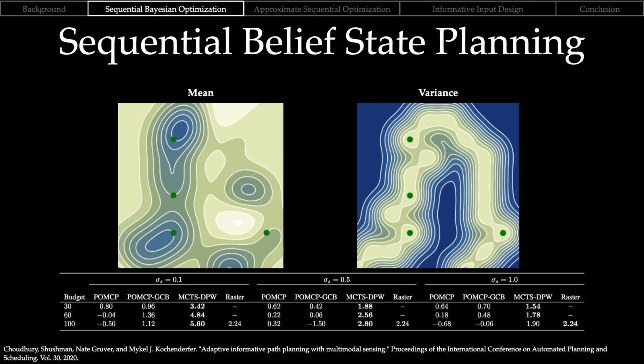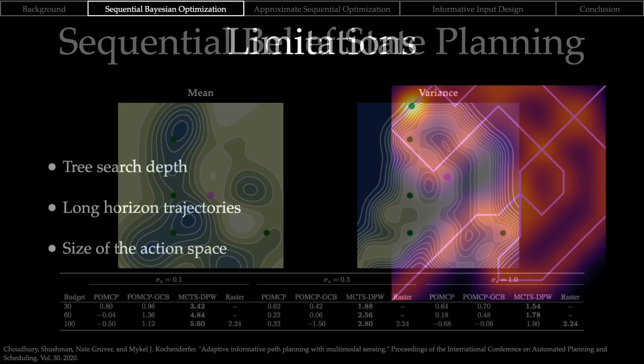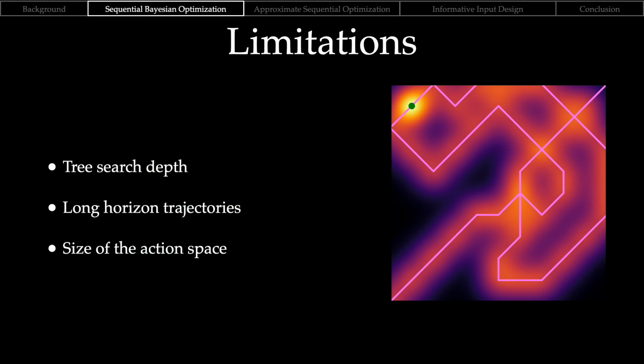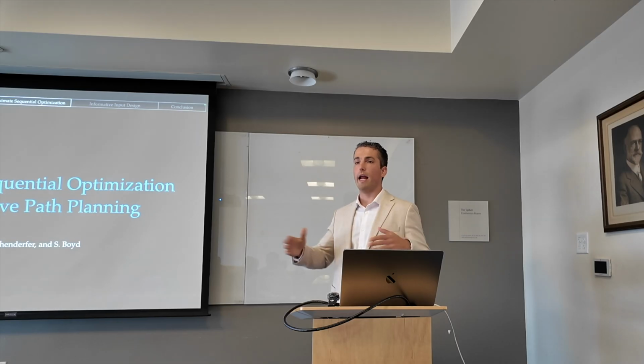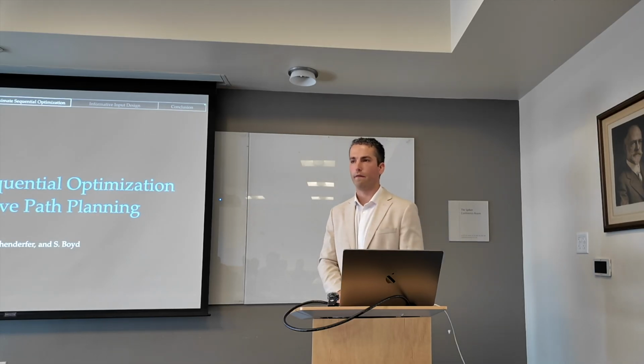The limitations of this approach really stem from the fact that we're using these rollout-based methods. If we want to plan over longer horizon trajectories, that's where we start to struggle with how far in this search tree we can actually go. And that's what this next contribution was focused on: how can we plan over these long horizon trajectories and over these extremely large graph sizes.